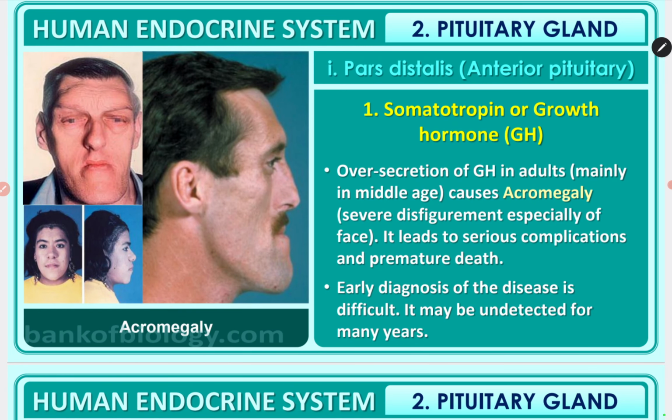Oversecretion of growth hormone in adults, mainly in middle age, causes acromegaly. Remember the disease, acromegaly, that is severe disfigurement, especially of the face, like this in the diagram. It leads to serious complications and premature deaths. Early diagnosis of this disease is difficult. It may be undetected for many years.